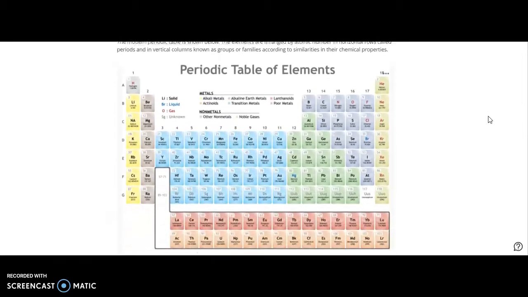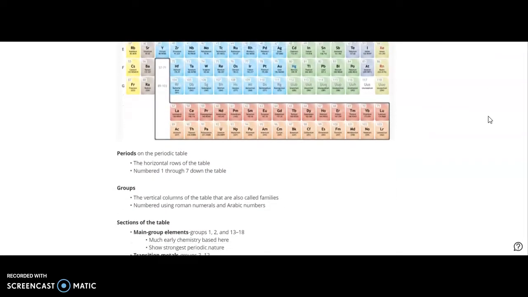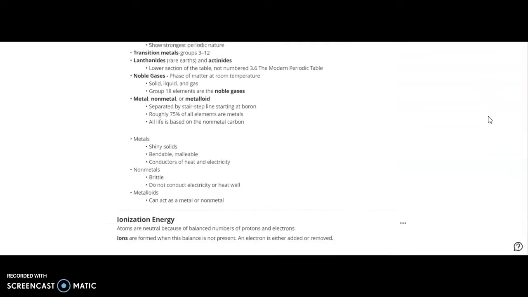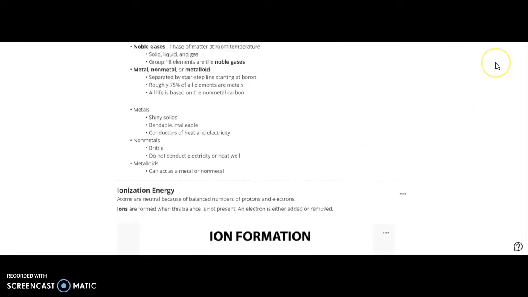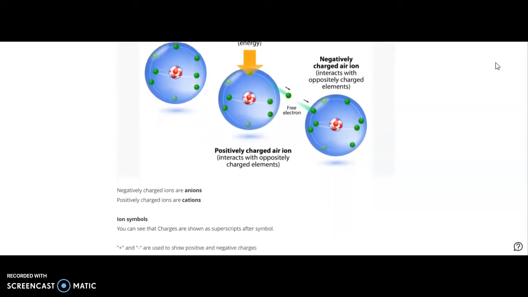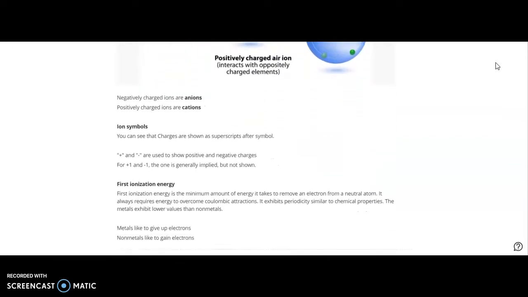We talk about isotopes. We look at the modern periodic table. Things are divided between periods and groups, and we have different sections. And then we have the ionization energies. We go from positively to negatively charged ions and what the difference might be. And that composes this week's content.